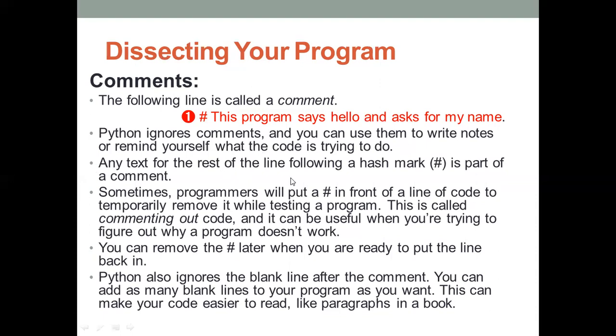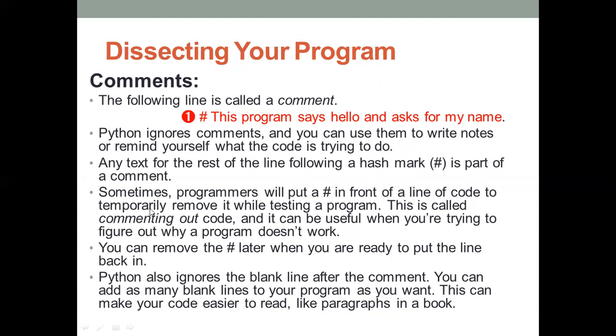Any text for the rest of the line following the hash mark is part of a comment. So in Python, comments start with the hash symbol, and after that you can type any amount of text. This we call a comment. Sometimes a programmer will put a hash in front of a line of code to temporarily remove it while testing a program. If you don't want to run that code or include it in your program testing, you can put the hash mark in front of it.